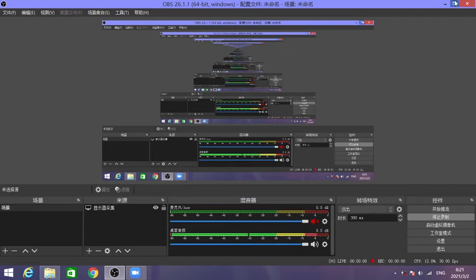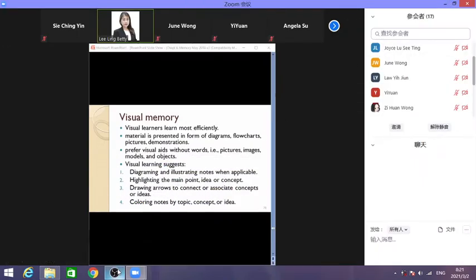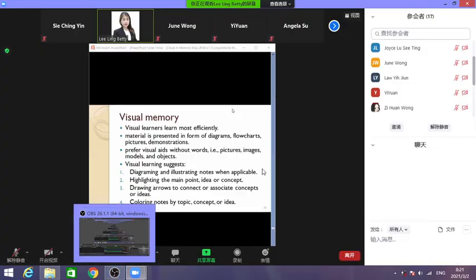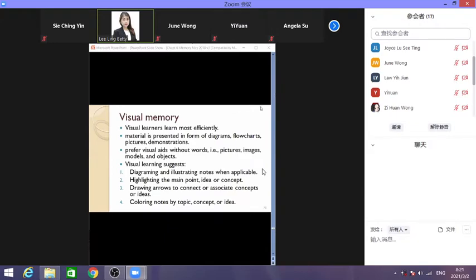Go to the last part of this chapter, right? Which is the differentiation between visual and verbal memory. All right. You just take the example for visual communication and verbal communication. You try to imagine.